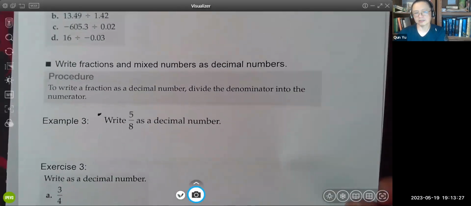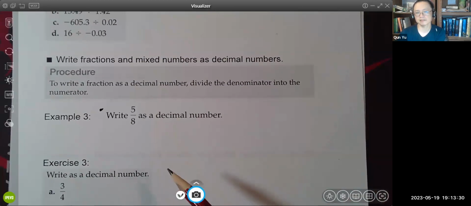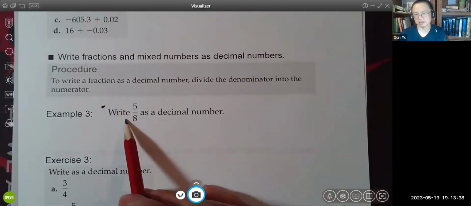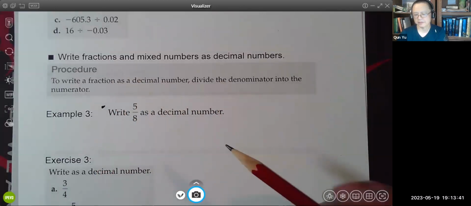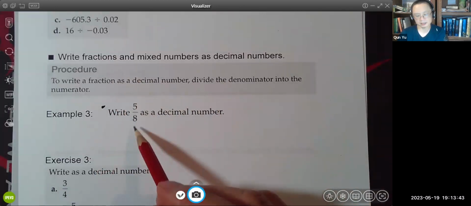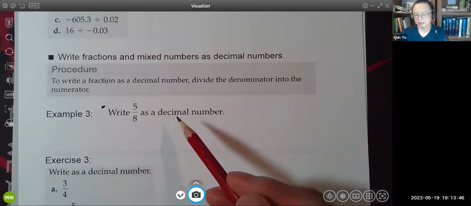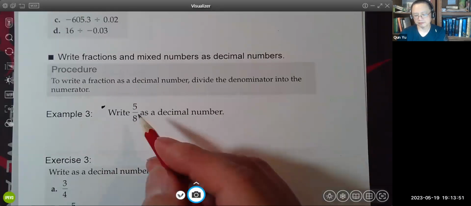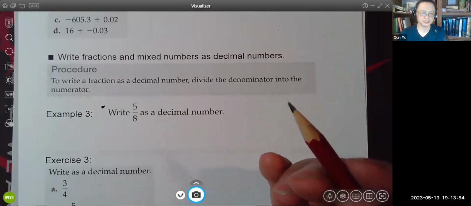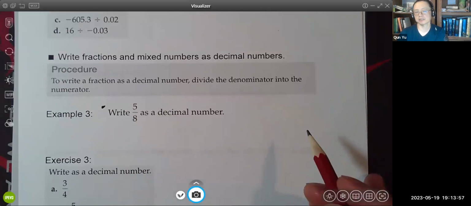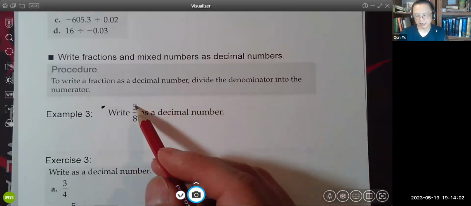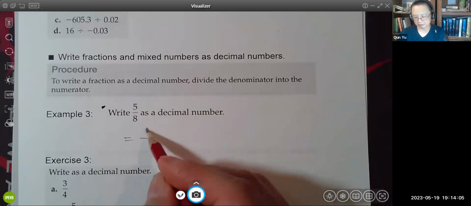Now, let's look at our next topic. We're going to write a fraction or a mixed number as a decimal number. And let's go straight to this example. Everybody can read, right? Now we want to convert this fraction, it's a pure fraction. We don't have a whole number part. And we write this fraction as a decimal number. In the fraction, this bar, sure, it is called a fraction bar, but there is another name. The other name is division bar. So we are going to do division. 5 divided by 8. That's the meaning of this bar.